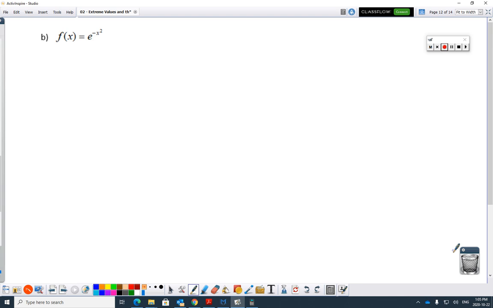Some other derivatives coming up here. f of x equals e to the negative x squared. I'm just doing the same thing on this. So f prime of x equals e to the negative x squared times negative 2x. And I'm going to keep going.